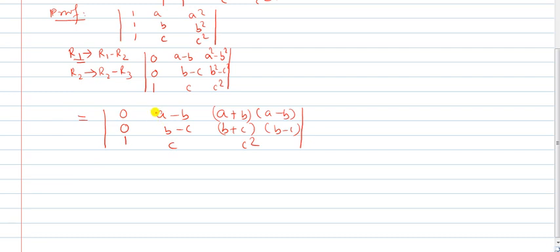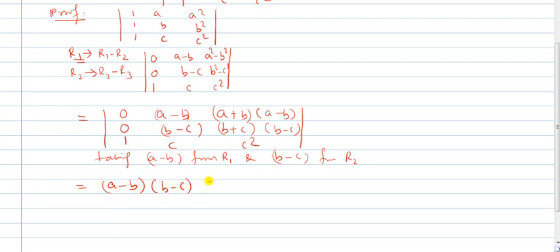From row 1, can I take a minus b common? So taking a minus b from row 1, and similarly, I can take b minus c also from row 2. Okay, so what am I getting? Let us see. From row 1, I have taken a minus b common, and from row 2, I will take b minus c common.